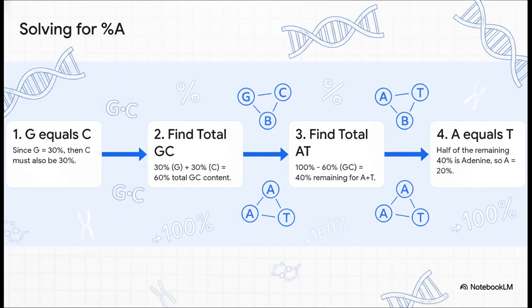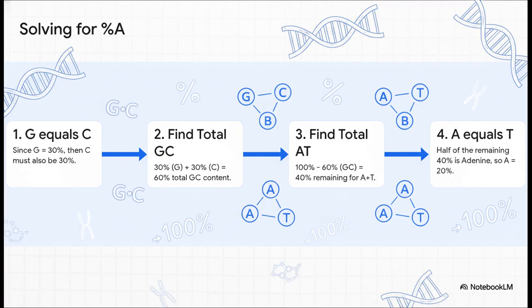Okay, don't overthink this. It's a simple 4-step process. First, remember Chargaff's rules. G always equals C. So if you have 30% guanine, you must have 30% cytosine. That's step 1. Step 2, add them together. 30 plus 30 is 60%. So 60% of your DNA is G and C.